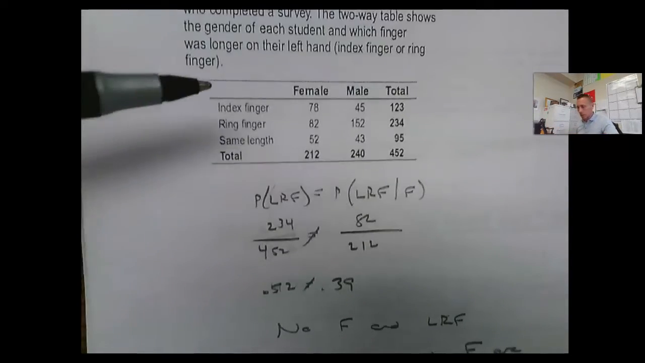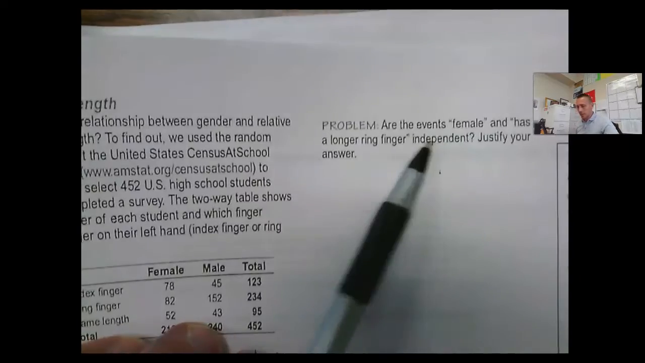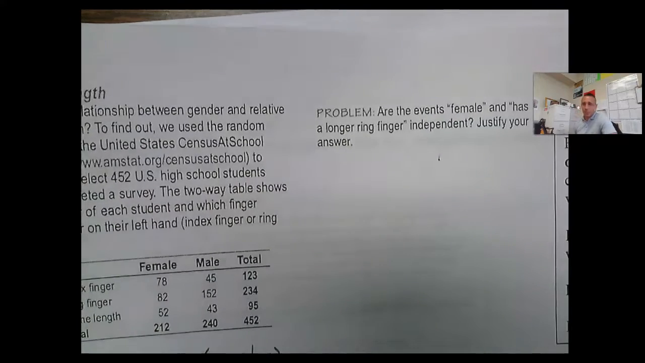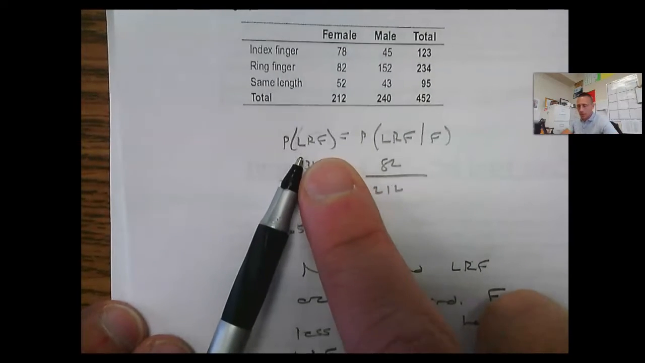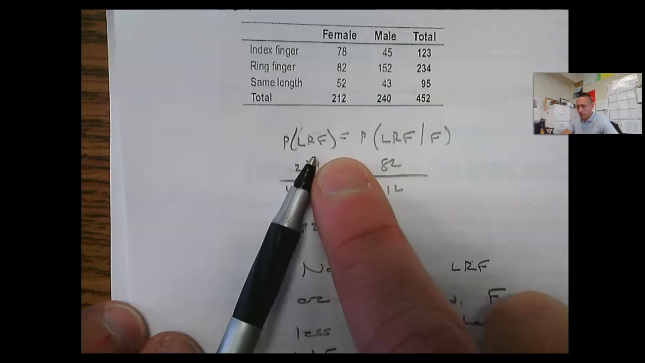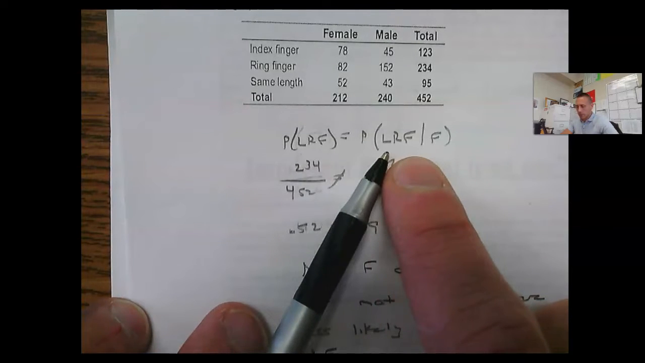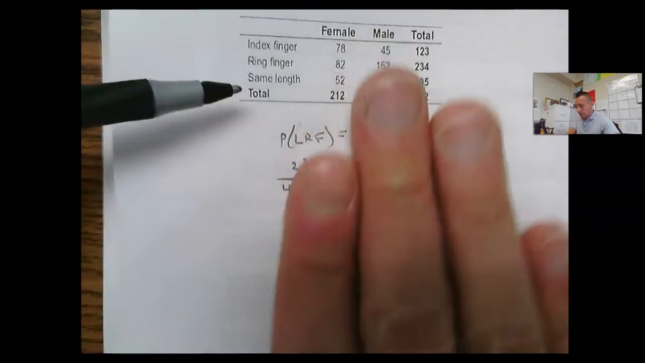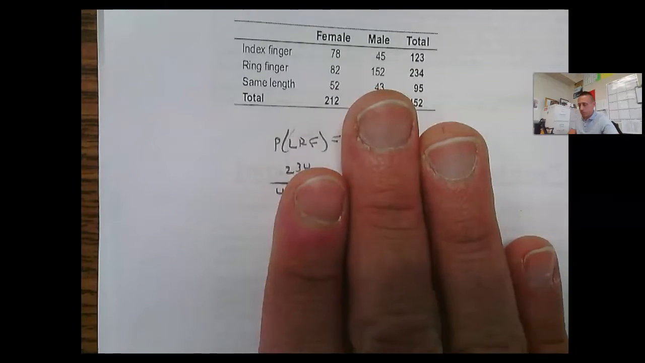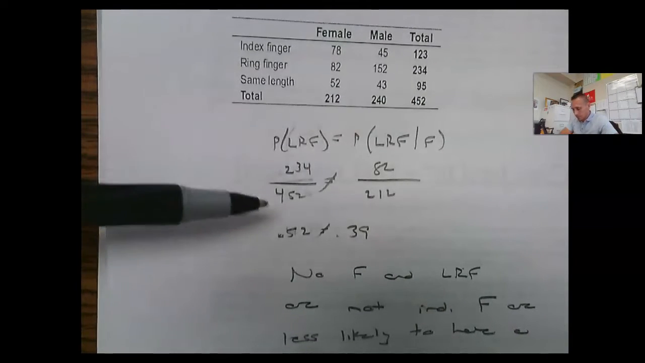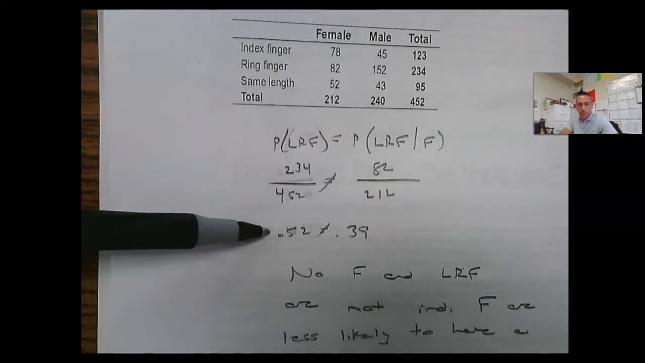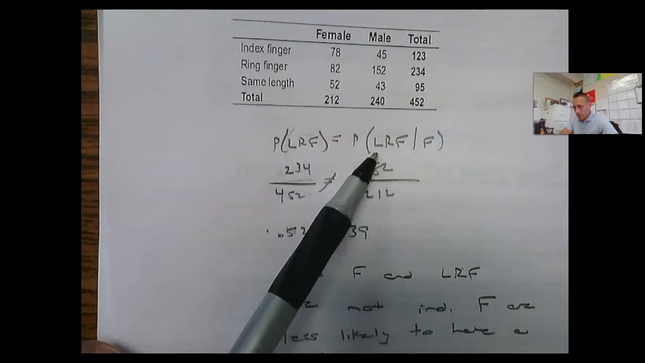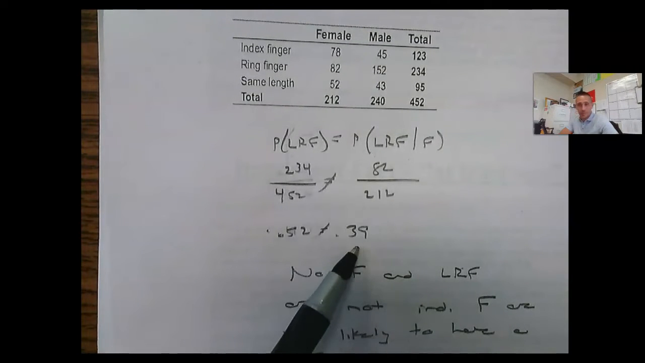All right, going through page 4 here, they want to know, are the events female and longer ring finger independent? There's three ways to test for this, so you may have different values than I do. I just set it up probability of longer ring finger equals probability of longer ring finger given female. Probability that the ring finger is longer, for me, that's true, is 52%. But given that you're a female, the probability that your ring finger is longer is only 39%.